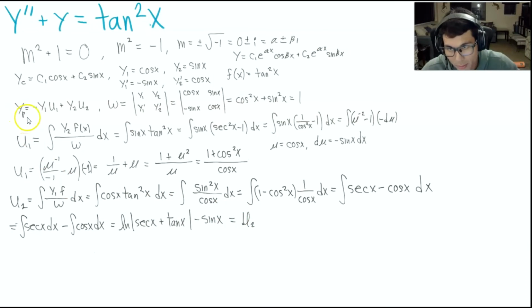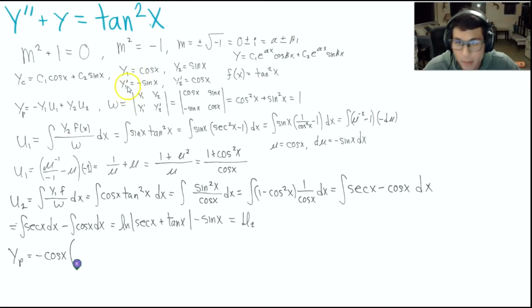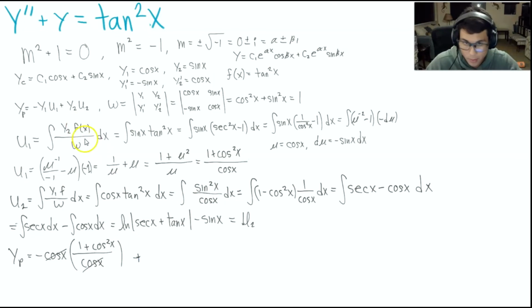So remember yp is equal to negative y1 u1 plus y2 u2. Okay, so let's recreate yp. Negative y1 would be negative cosine x times what? Times u1. Where's u1? This. 1 plus cosine squared x over cosine x. Okay, well, that goes away. And this is plus y2. y2 is sine x. And this is u2. All of this.